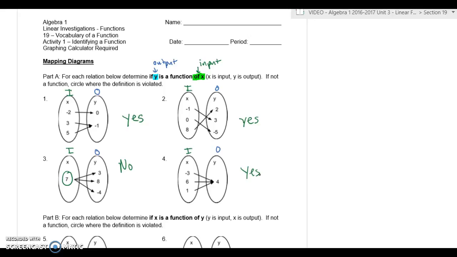In part B, notice that our statement is going to be reversed. Now we're saying if x is a function of y. So in this case, y is our input, and x is our output.